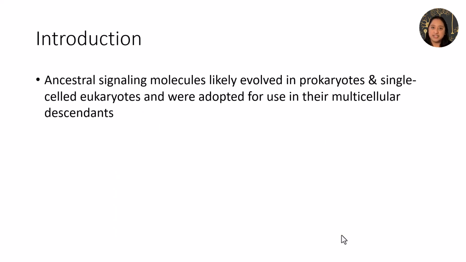So, for context, in general, there's been an evolution of cell communication. Ancestral signaling molecules probably evolved in prokaryotes. Even super simple organisms, like prokaryotes that we think of as simple, had to be able to communicate, even way, way back. And so ancestral signaling molecules likely evolved in prokaryotes and single-cell eukaryotes, and then got adopted for use in multicellular descendants.